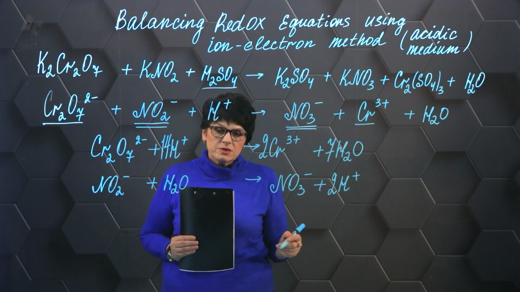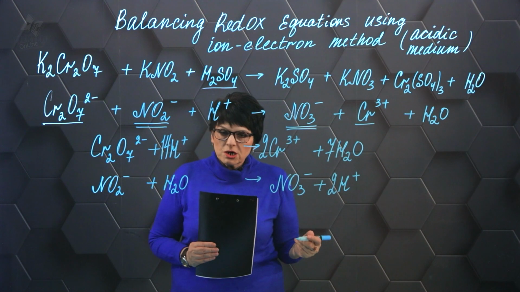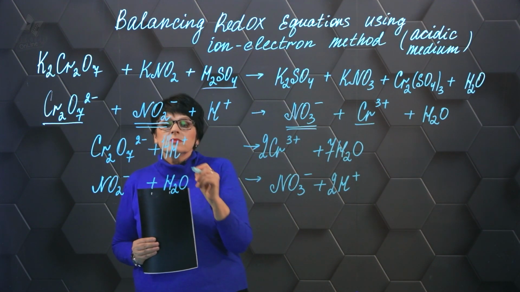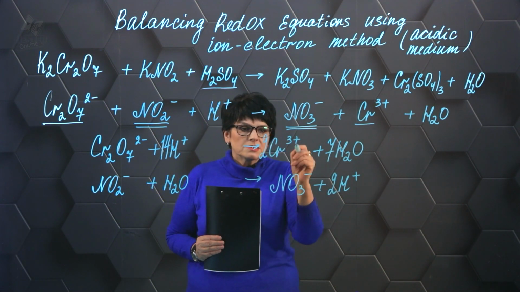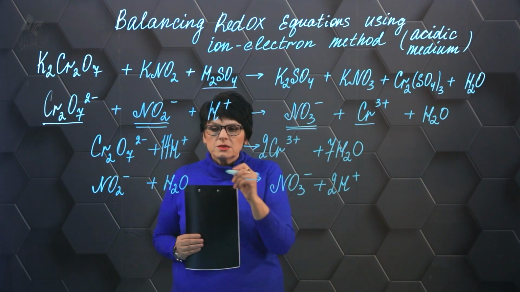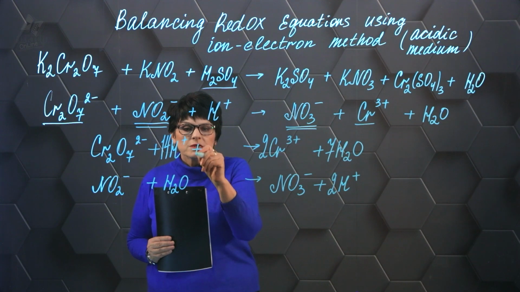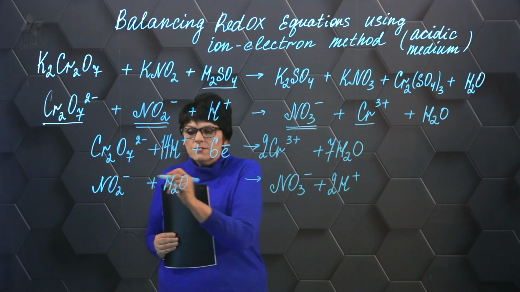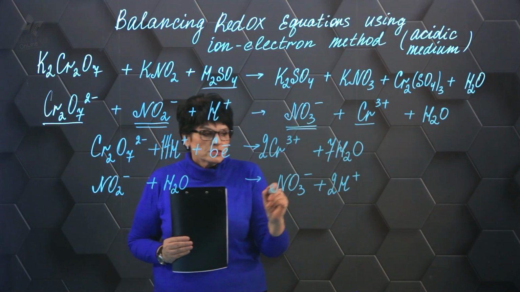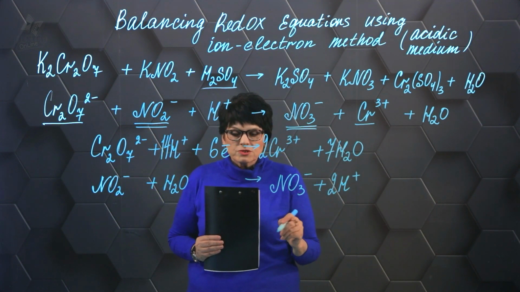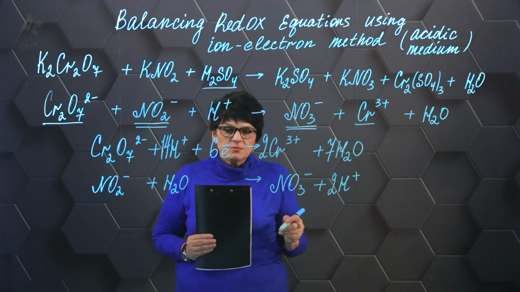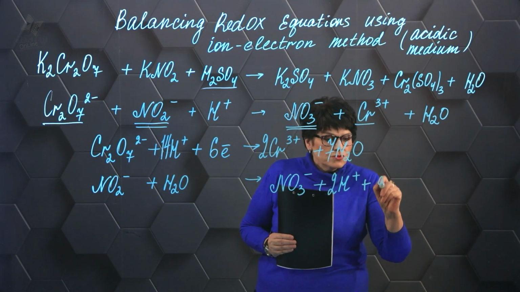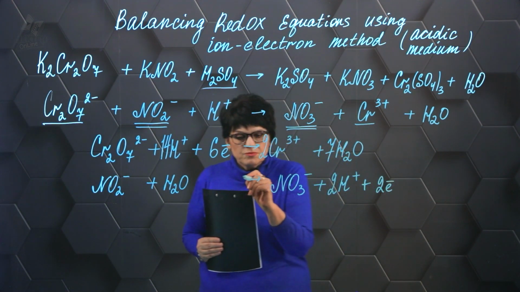Now we have to determine how many electrons are involved in the process. On the left-hand side, in this case, we've got plus 12, on the right side plus 6. So it turns out that chromium is accepting 6 electrons. In this case, the charge on the left side is minus, and on the right side it is plus. So that increases the oxidation state, so we're going to need to give up 2 electrons. Let's write it down like this.